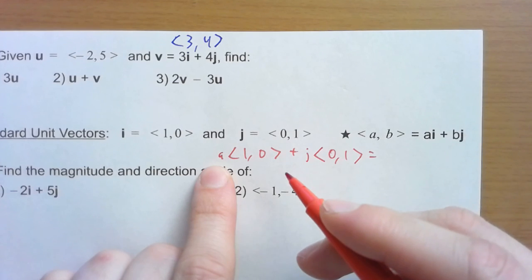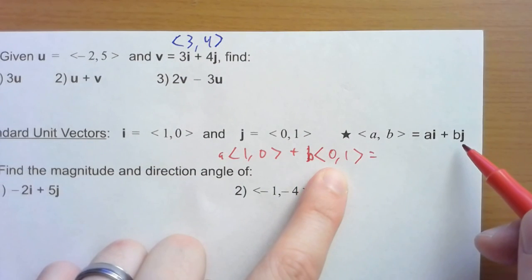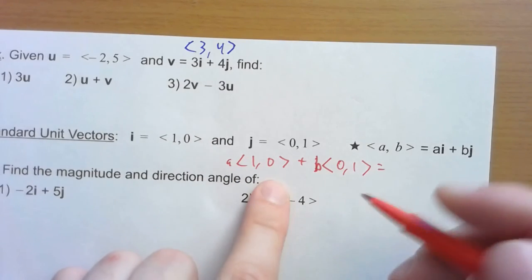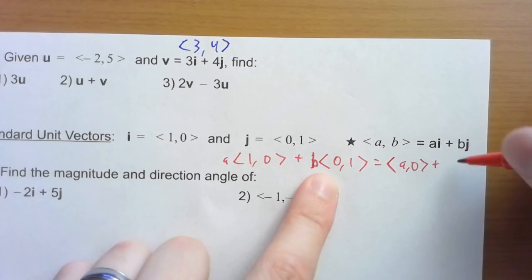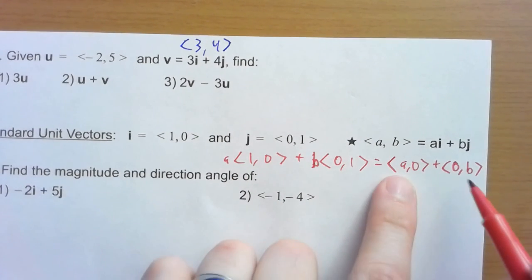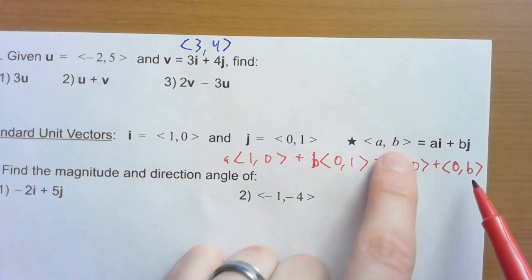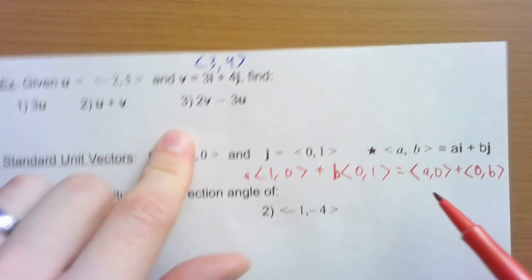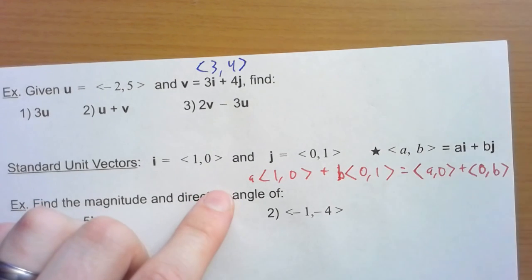So if I distribute this here, let's say, oh, this is supposed to be b here. Sorry. We've got b times j. a times i, and then b times j. So if I distribute, this ends up being a comma 0 plus 0 comma b. And then again, if you add the x's separately and add the y's, a plus 0 is a, 0 plus b is b. So that's kind of why this works. But again, don't worry too much about that. Just what's next to the i is the x, what's next to the j is the y. It's just another way of representing vectors.